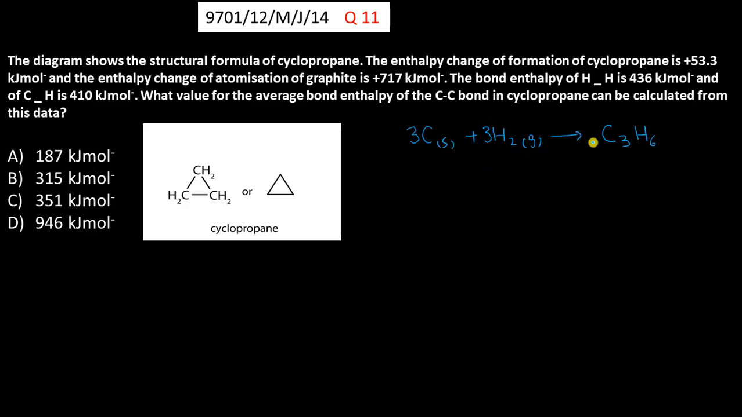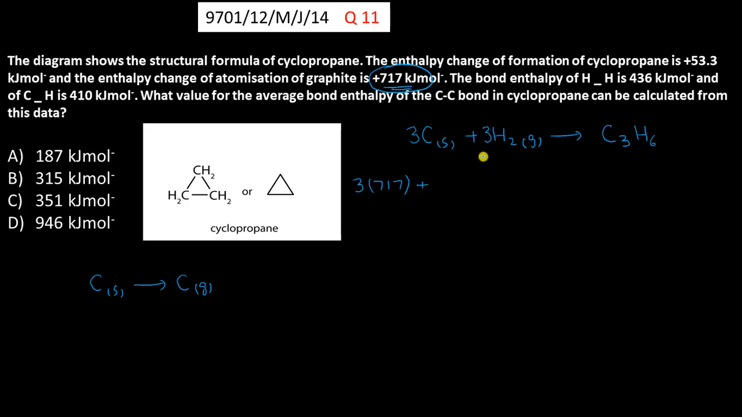Now for formation of 1 mole of cyclopropane, you have to atomize 3 moles of carbon. Carbon is in solid form and it must be converted into gaseous atoms. So to convert 1 mole of carbon into gaseous atoms, we require 717 kilojoule per mole. So for 3 moles, 3 multiply 717.